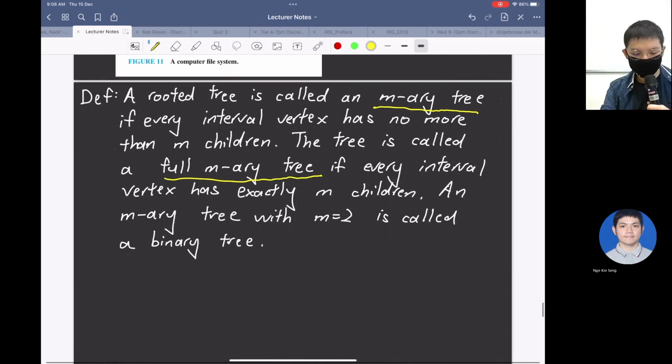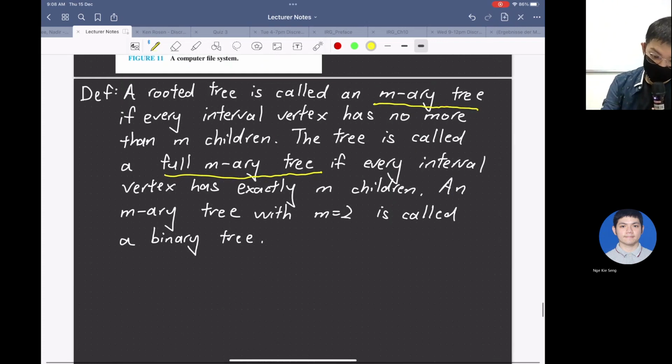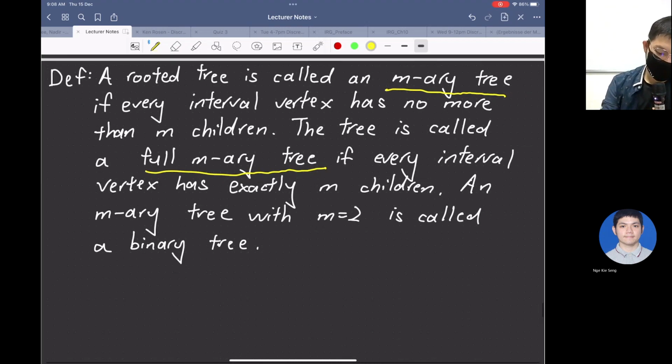Next, we care about rooted trees. How many children do they have? If for all the internal vertexes of a rooted tree have no more than m children, we call it an m-ary tree. If all of them have exactly m children, we call it a full m-ary tree. When m equals 2, we call it a binary tree.